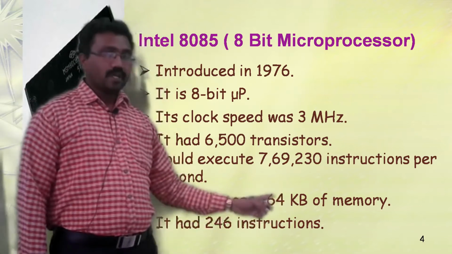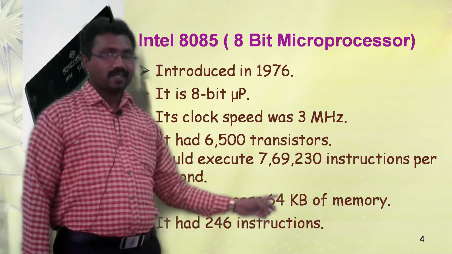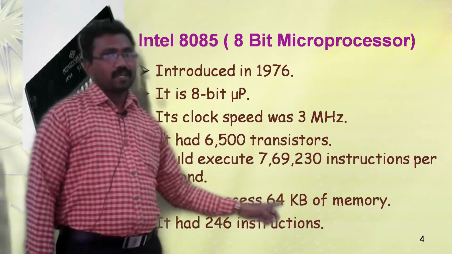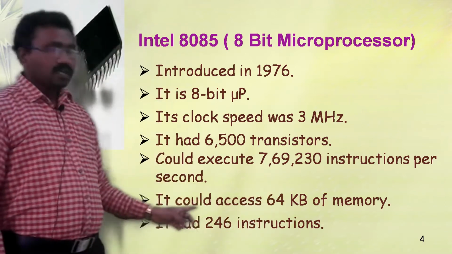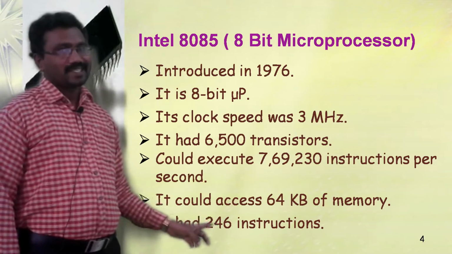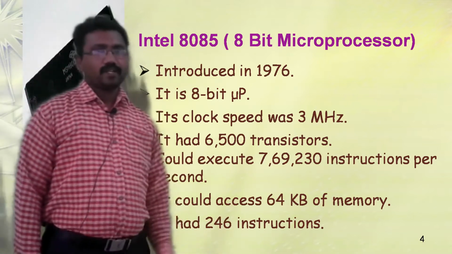So the memory capacity depends on the number of address lines. Here the number of address lines is 16, that's why 2 to the power of 16 is the memory capacity. And how many instructions are available in the Intel 8085? A total of 246 instructions are available in the 8085.